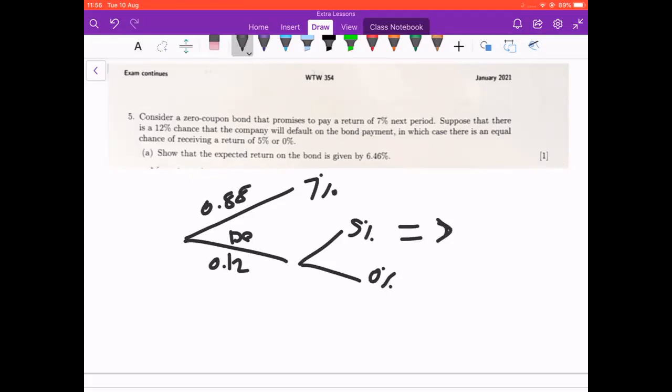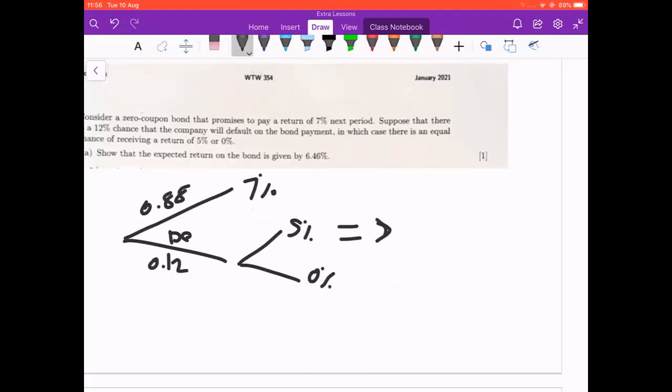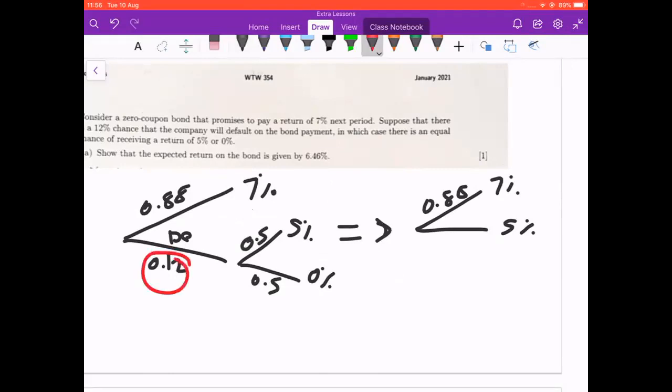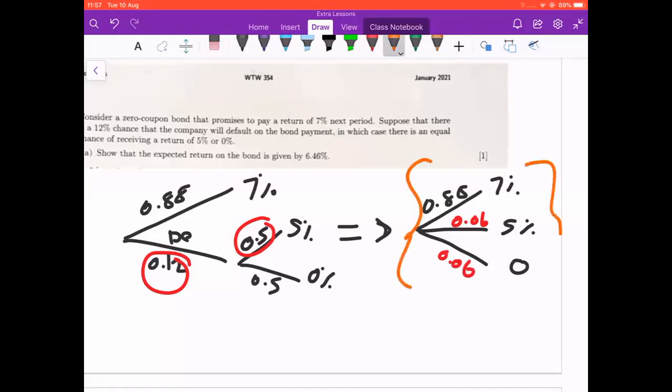My advice is that you should try to simplify this as much as possible. So you have 0.88, that is 88% chance, of 7%. And then you have 5%: you're going to receive 5% with 12% times 50%, which equals 6%, so 0.06 chance. And then you are also going to receive 0 with 0.06 chance. So this is the simplified version.